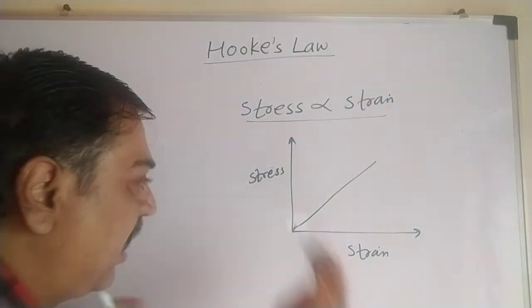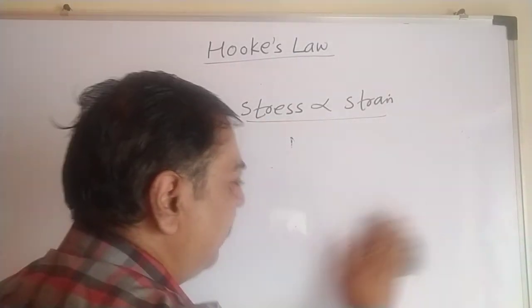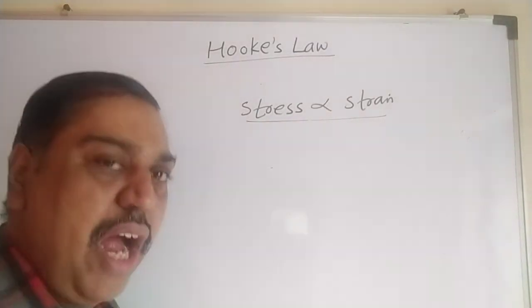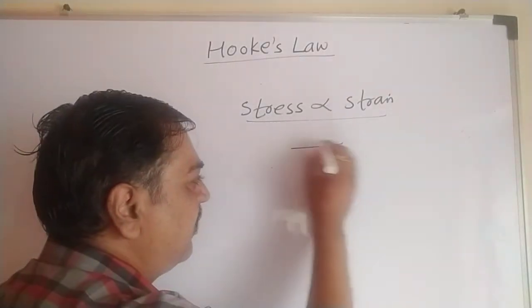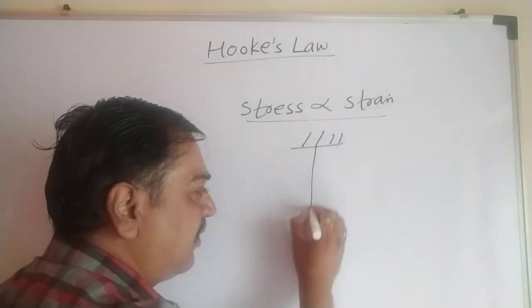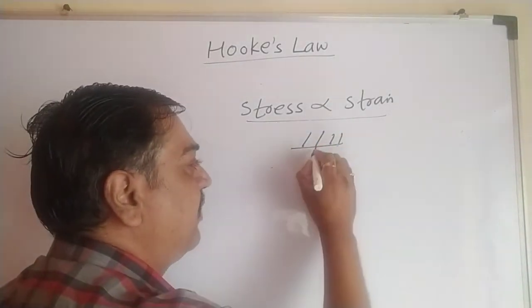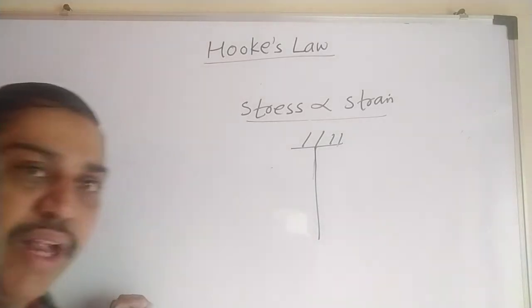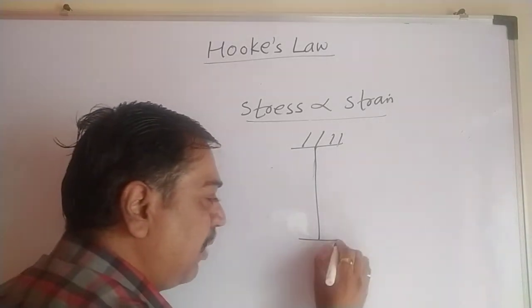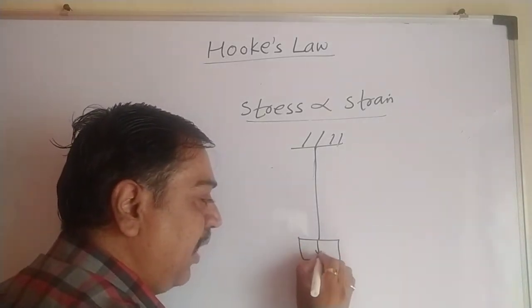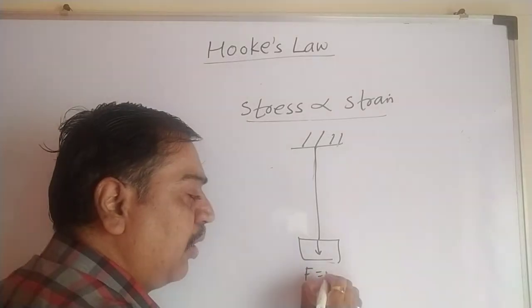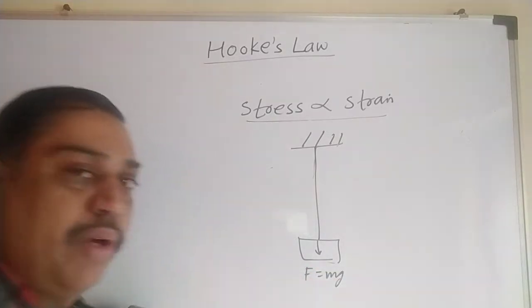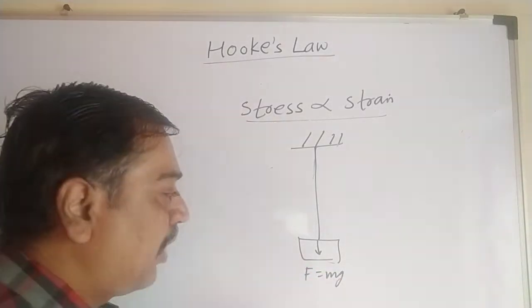I hope you understood this. Let's start once again. Suppose we have taken a rubber cord. So this is a rigid support. To this rigid support, I have tied this rubber. Now when you apply some force to this rubber in downward direction, so this is the weight applied, or force equal to mg applied in downward direction. So what will occur? The rubber gets elongated.